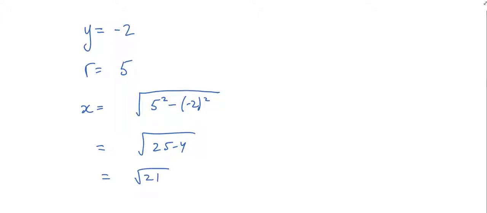But this is where the quadrant comes in. I'm in quadrant 3, and x is going to be negative in quadrant 3. If it didn't tell me the quadrant, I'd have to consider both the negative and the positive, which would be a pain. So this is negative root 21. And then what I'm going to do is write out the sine. Well, we already know that one, but I'm going to write it out again just for fun.